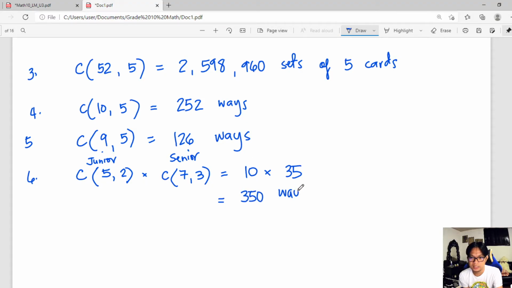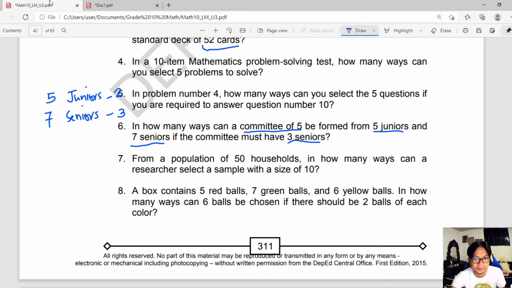So there are 350 ways that you can create a committee of 5, na kung saan merong 2 juniors, merong 3 seniors.